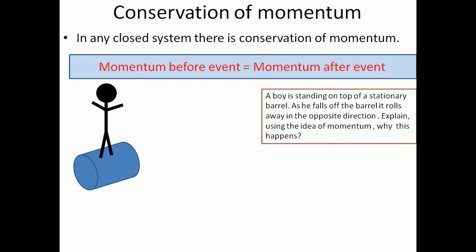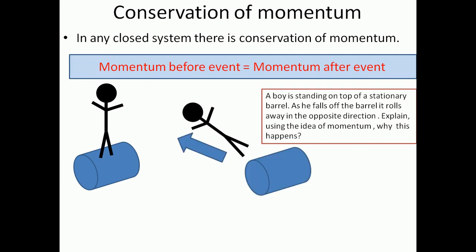So we have a boy standing atop a stationary barrel and he falls off, and as he falls off, the barrel rolls away in the opposite direction to him. Explain, using the idea of momentum, why this happens. So we have our boy standing on a barrel, and then all of a sudden, the boy falls off the barrel. Also, as he falls off the barrel rolls backwards in the opposite direction from where he's moving. So why does this happen?